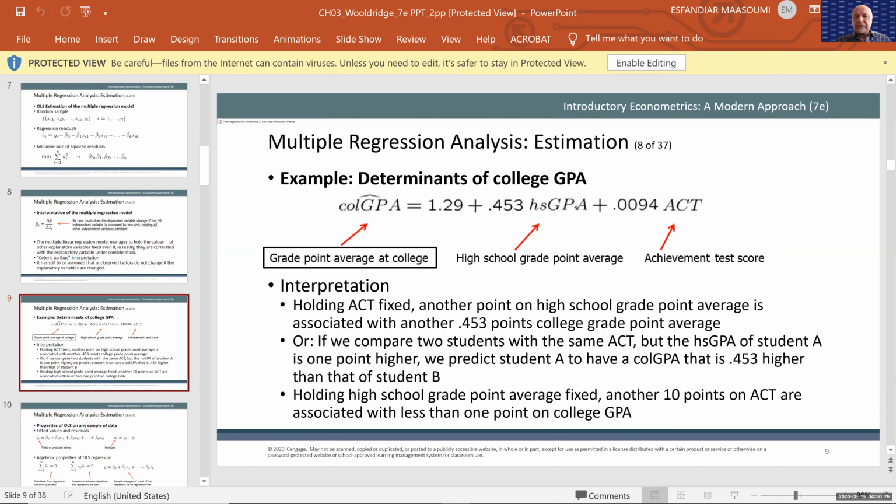I'll jump over this. Come back to this: GPA, a college GPA as a function of high school GPA and the scores, ACT, achievement test scores. And each of these has the usual interpretations. We've had another 10 points in ACT. This is 10 multiplied by this. It's associated with 1 point. 10 times this is almost 1 point change in college GPA, given all else being equal.